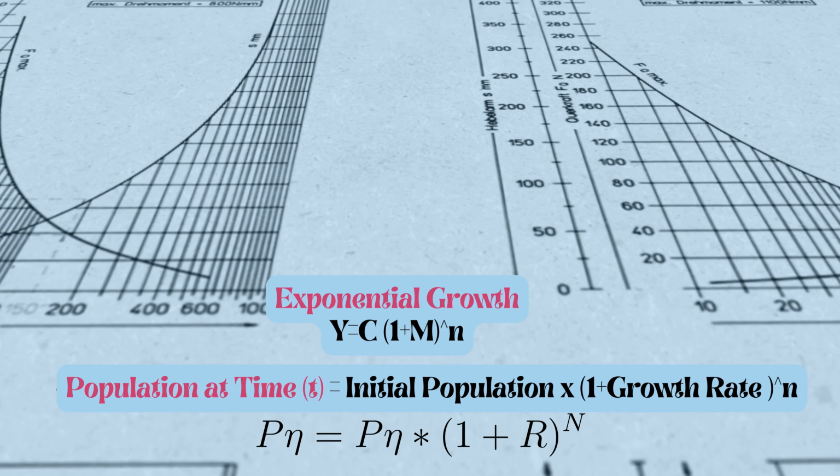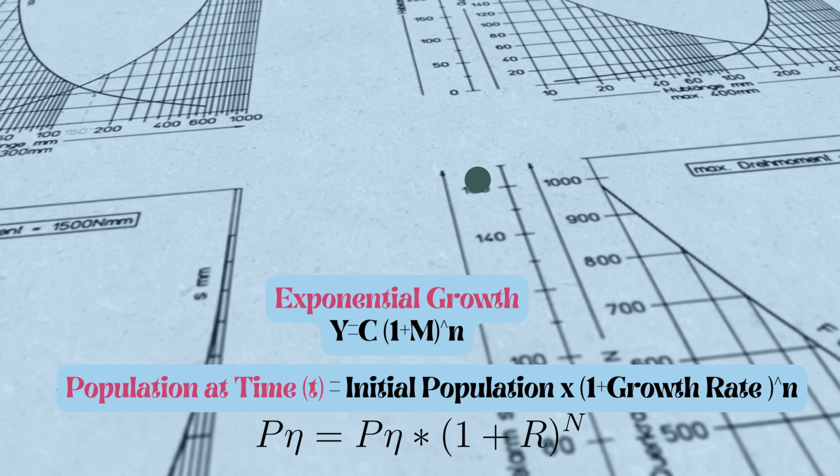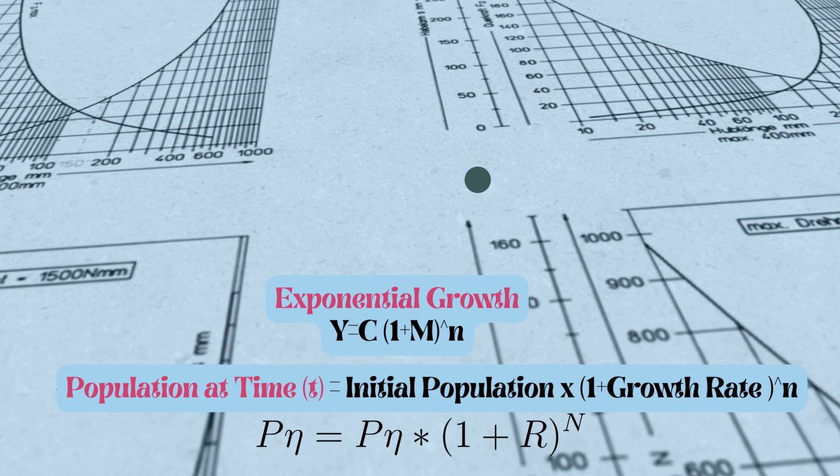The formula is as follows: population at time t equals initial population times (1 plus growth rate) to the power of time. Exponential growth can be a bit trickier than linear growth, but it's crucial for understanding how populations in booming areas might change. By understanding these growth patterns and using the right math, we can make more accurate predictions for future water needs.